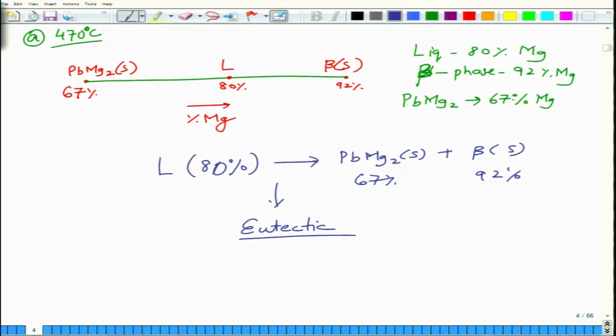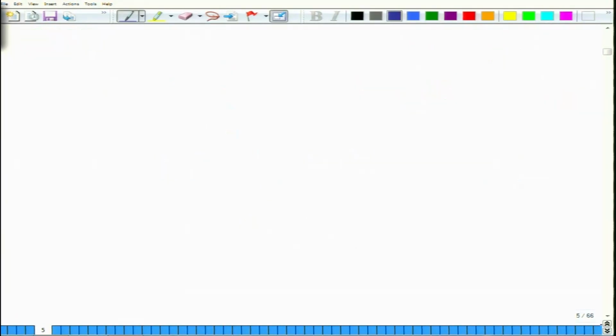So, this is a eutectic reaction that happens in the lead magnesium phase diagram at 470 degrees centigrade between compositions 67 to 92%. So, this is the first piece of information that we have derived. The second piece of information is at 250 degrees centigrade we are given. So, I again draw a horizontal line.